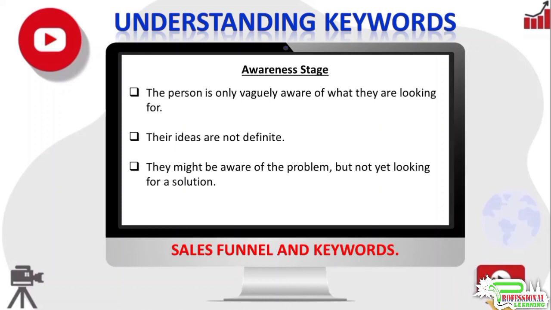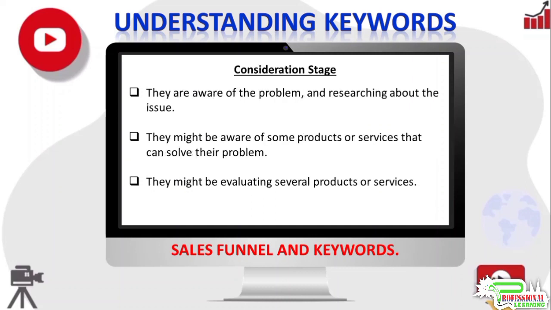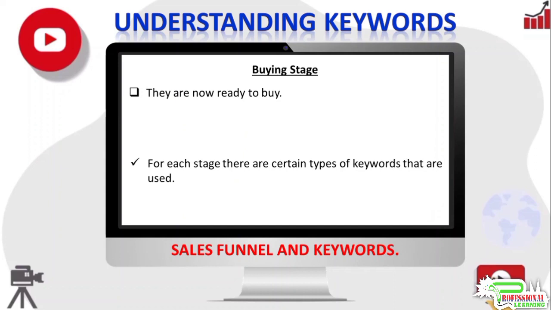They are now aware of the problem and they are actively looking up information about the problem. They also might have become aware of several products or services that can address the issue they are facing and may be evaluating all of the alternatives before them. They now know enough about the problem and at least a few of the potential solutions, so they are now ready to buy. And for each of these three stages there are certain types of keywords that people use. We look at those keywords now.